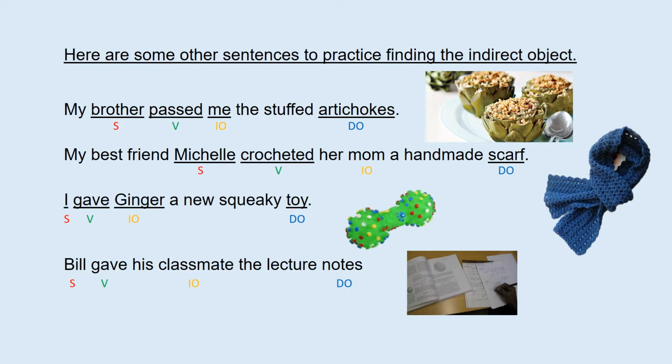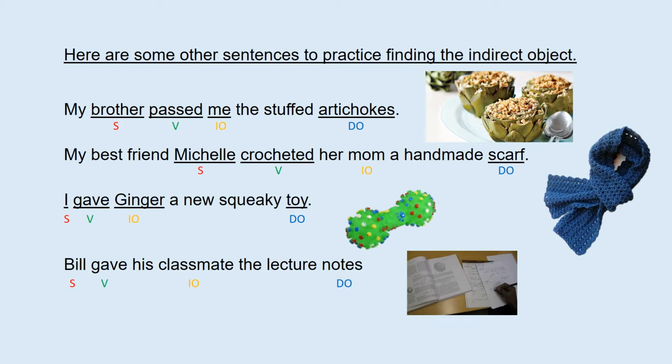The second sentence is, my best friend Michelle crocheted her mom a handmade scarf. Well, let's start by finding the subject. Again, my best friend is Michelle. So, friend and Michelle is the same person. That's the subject, Michelle. Michelle is the one that's doing something in this sentence. What is Michelle doing? Michelle crocheted something.